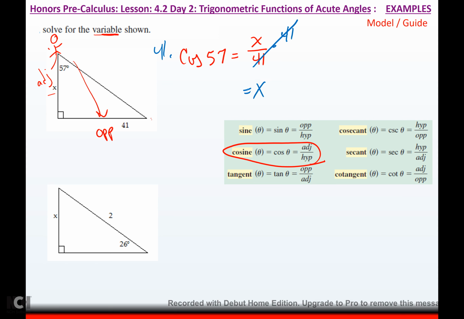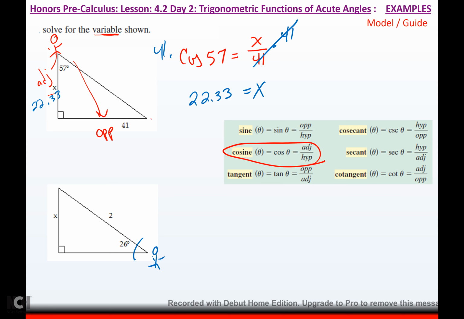Make sure that you're in the right mode. Right now I need to be in degrees because my angle is given in degrees. So change your mode to degrees, and then you type 41 times cosine 57, and you get 22.33. So x would be approximately 22.33020044, whatever.